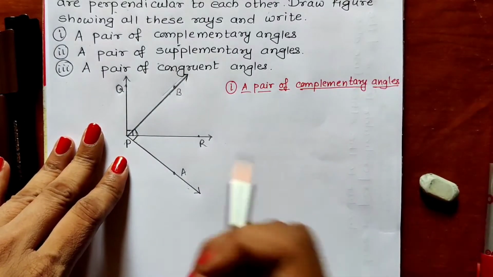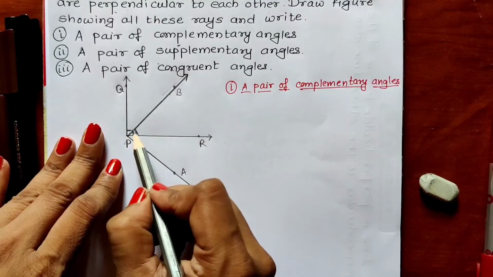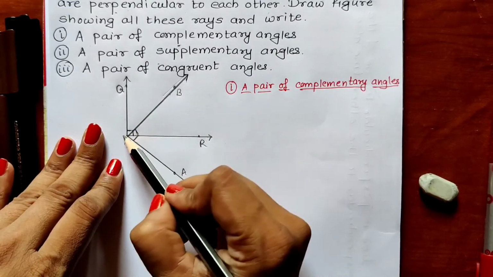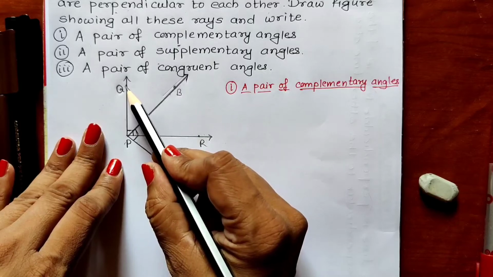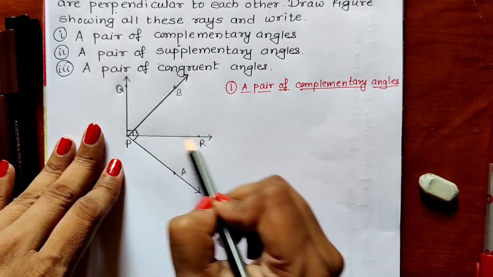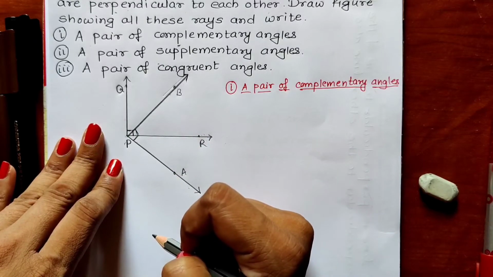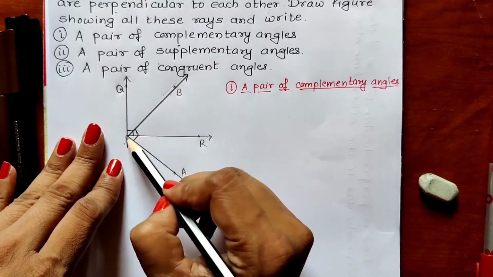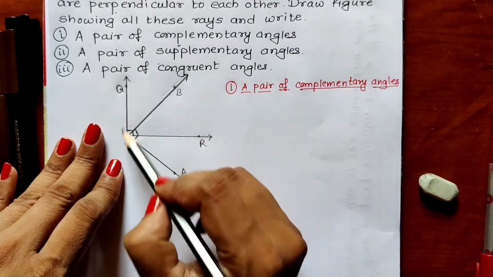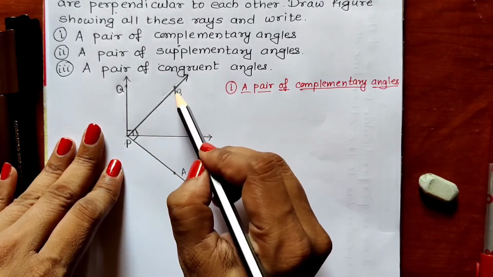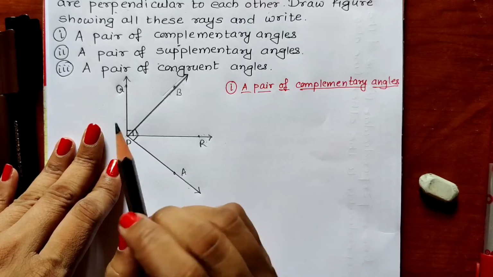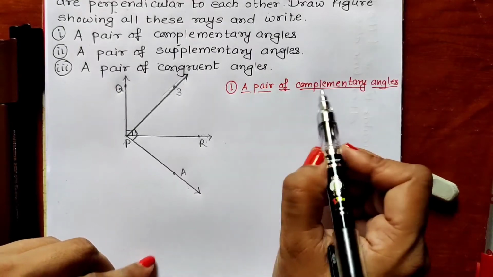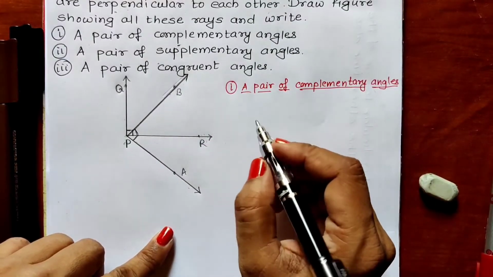So we can see here this angle QPR is of 90 degree, and this angle QPR is made up of two angles, angle QPB and BPR, correct? When we add these two angles, angle QPB and angle BPR, we will get 90 degree. Because QPR is 90 degree, QPB plus BPR will also be 90 degree. So this will be our one pair. Only one pair we will have to write, but I will show you the second pair also.